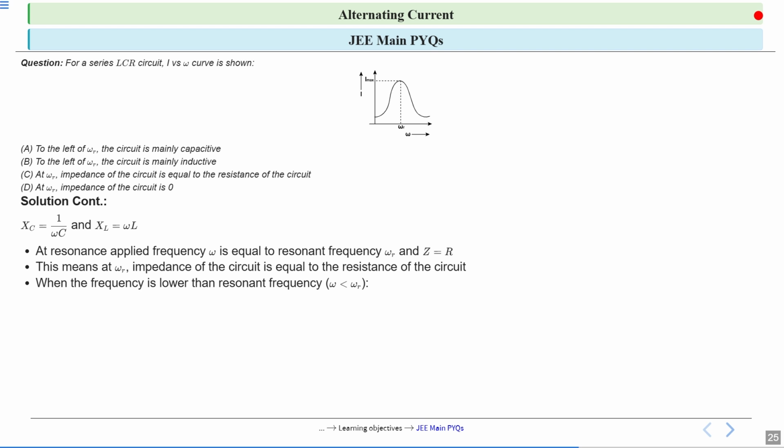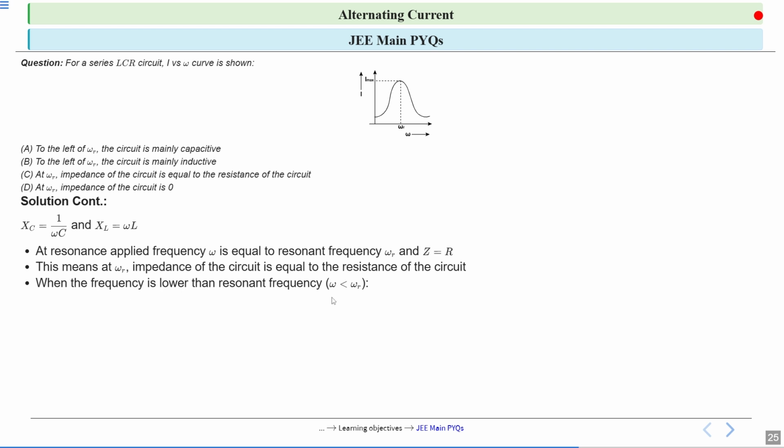Okay, now we will decrease the frequency below the resonant frequency, on the left hand side of the graph. You can see when we decrease the frequency, XC is inversely proportional to angular frequency. So if we are decreasing omega, XC will increase, and XL will decrease because it is directly proportional to omega. So XC becomes more than XL on the left hand side of this graph. That means on the left hand of the graph, the circuit is mainly capacitive. That's why statement A is correct also.